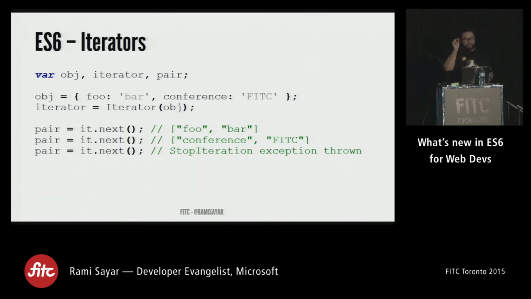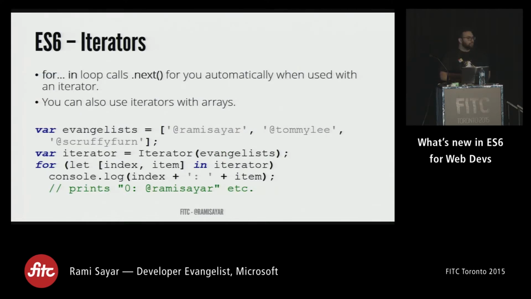Okay? And if I did that, it would return, for the first time, foobar for the key value, and it would also return conference FITC. And if there's no more things to iterate, it will throw a stop iteration exception. Now, this is very verbose, right? I don't want to keep calling next, okay?